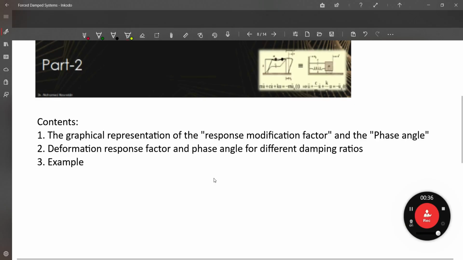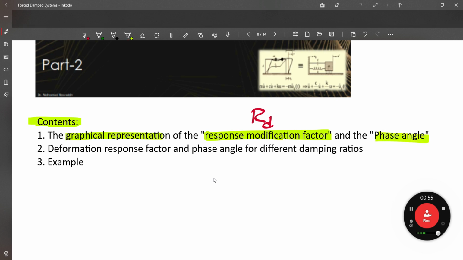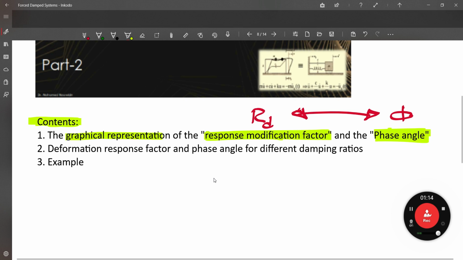In today's video, these are the main contents. First, I'm going to talk about the graphical representation of the response modification factor. As we have said, this is RD. At the same time, I'm going to talk about the phase angle. As we have mentioned before, it is phi. So we are going to talk about these two and how we can understand them more based on a graphical representation. After that, we are going to highlight the importance of damping ratios.